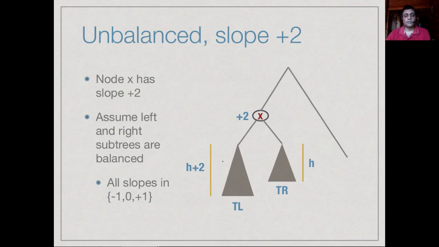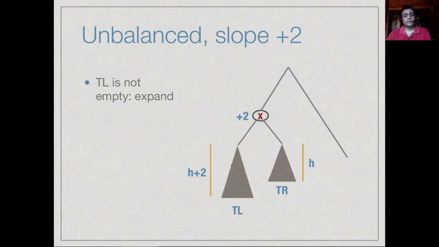Remember, the slope is the height of left minus height of right. So h plus 2 minus h will be 2. Now recursively we are going to assume that all the slopes here and here are at most plus 1 or minus 1. So we are assuming that everything below this has been fixed and the only imbalance in the subtree at x is at x itself.